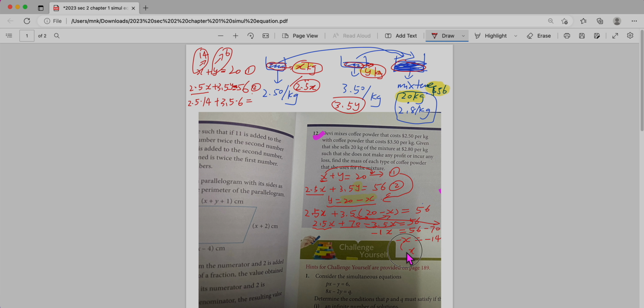So how do you get x? You divide by negative 1 on the right hand side, and therefore you divide by negative 1 on the left hand side. So you get 14. So x is equal to 14. Therefore your y equals 6. This method is called the substitution method because I substitute y equals 20 minus x into the y. That's how you solve simultaneous equations and how you can use simultaneous equations to solve practical questions.